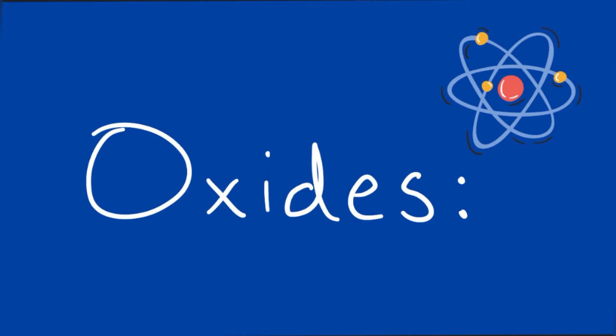Number 1. Basic oxides. Most metal oxides are basic oxides. Many basic oxides are formed by the direct combination of a metal with oxygen. Basic oxides react with acids to form a salt and water, hence acting like a base. Basic oxides do not react with alkalis.